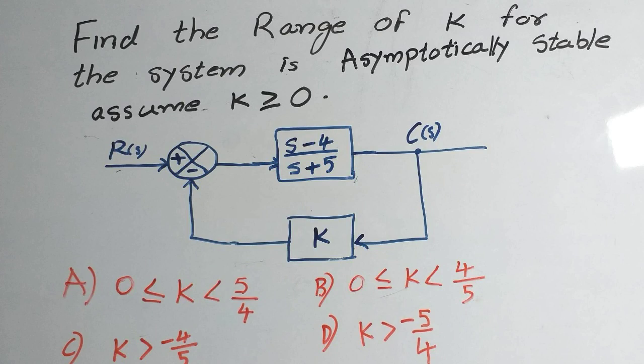In this session, we are going to discuss some important questions from control system stability analysis. Consider the first question. We have a closed loop system. We want to take the stability of the system in terms of K. That means we want to take asymptotic stability of the system in terms of the feedback gain K. Options are given in terms of K.